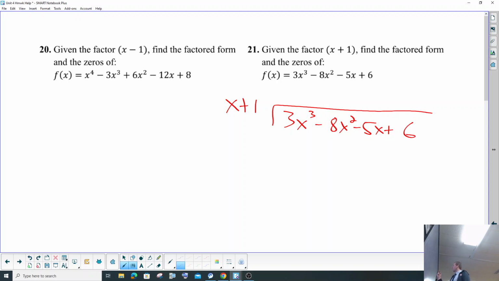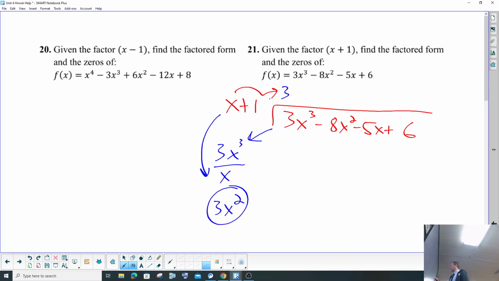So x becomes a 3x cubed if you multiply it by a 3, right? Or you can just take the term 3x cubed and divide it by the x. And so that gives us 3x squared. That's the key for the first part of our answer. So 3x squared. So x times 3x squared is 3x cubed.